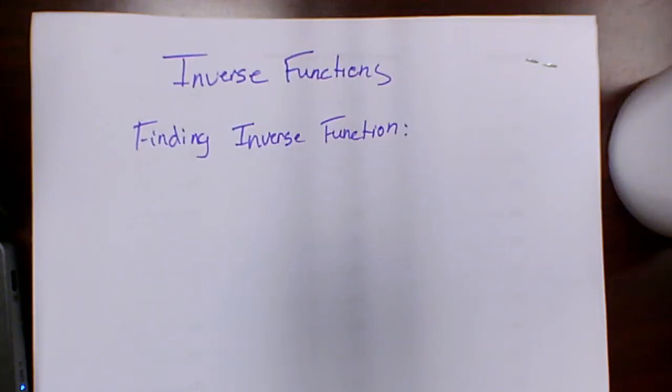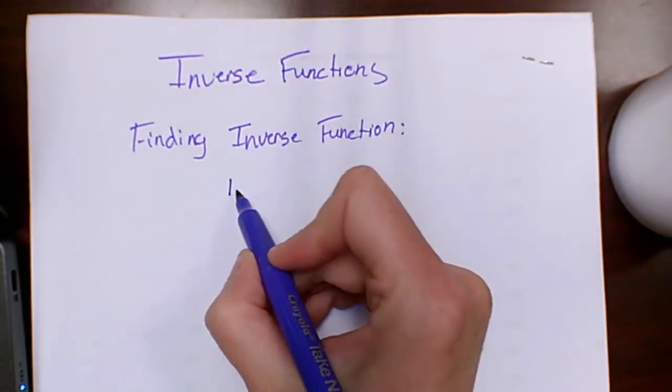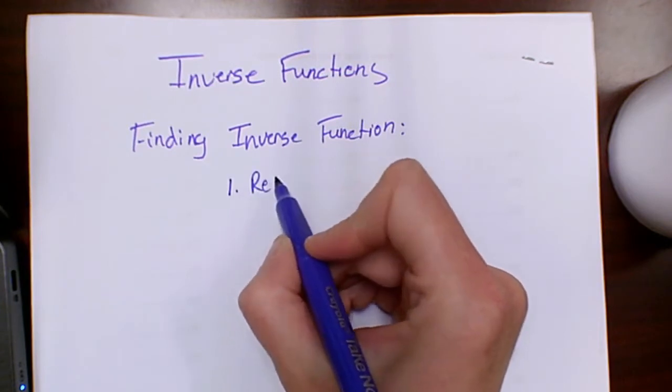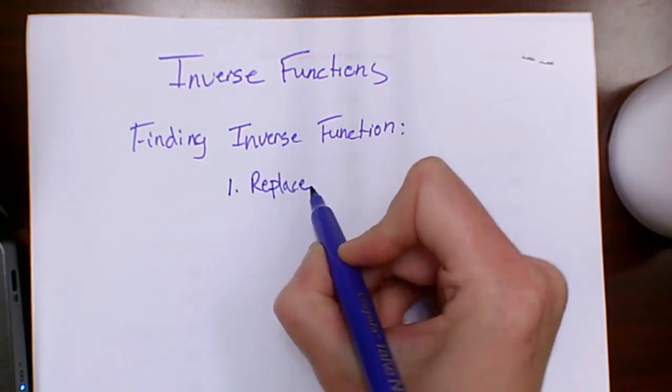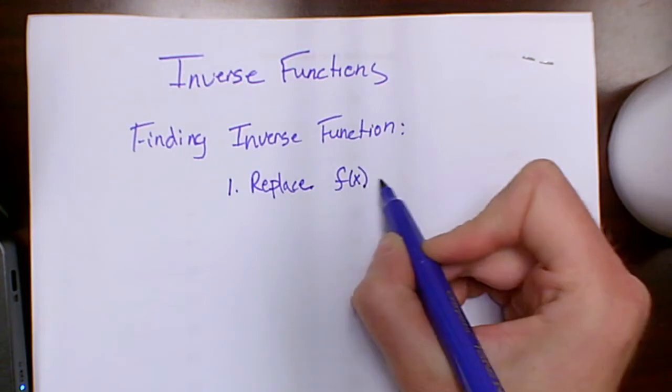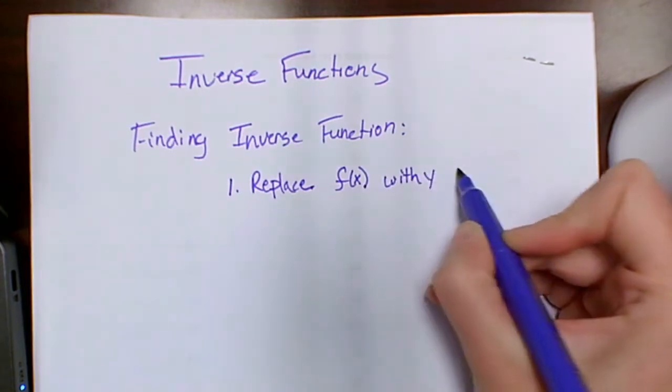This video is over finding inverse functions. We have a 4-step process. Step 1 and 4 are fluff pieces. Step 2 and 3 are the most important steps to know. So number 1, replace f of x with y if needed.